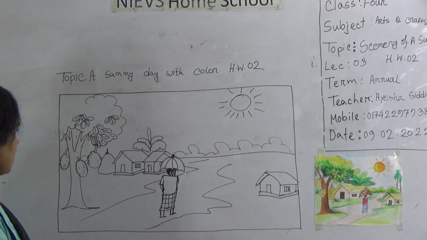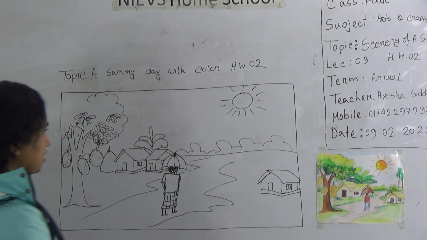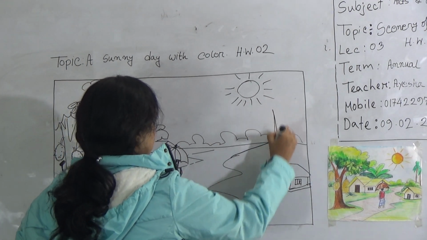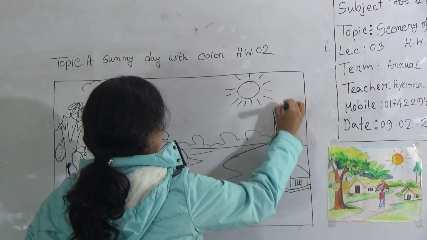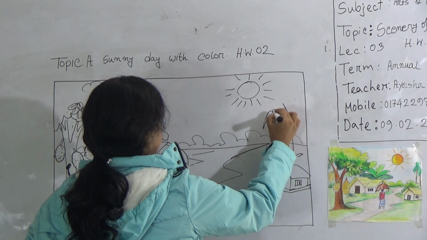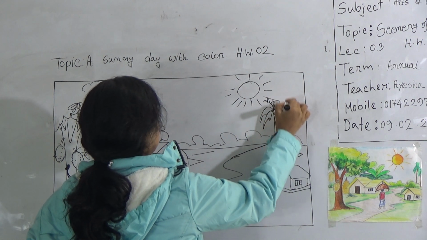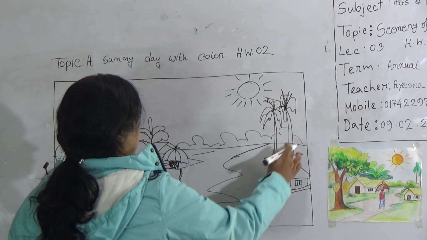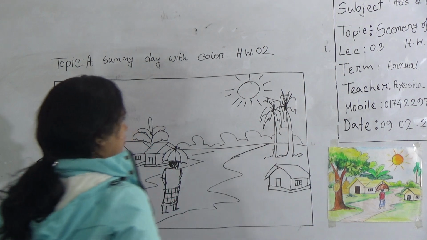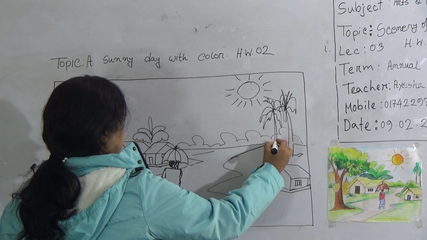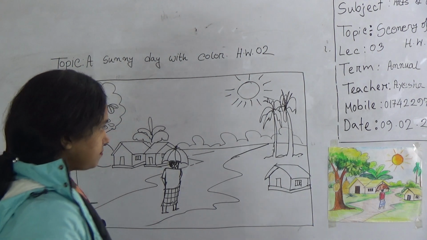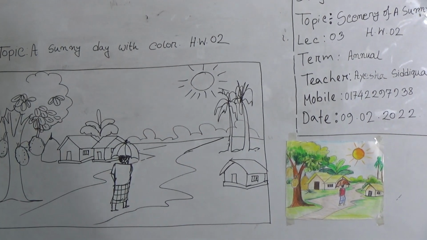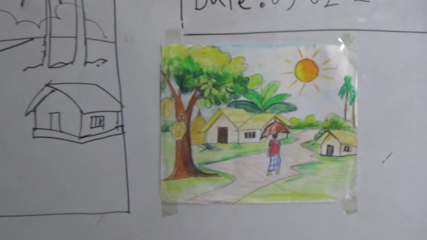So dear student, now I will brief you which type of color I have used on this scenery. If you want, you can draw another tree here, more and more trees. If you have time, you can draw a lot. Now look at the screen. I have colored a picture for you very easily with pencil color.